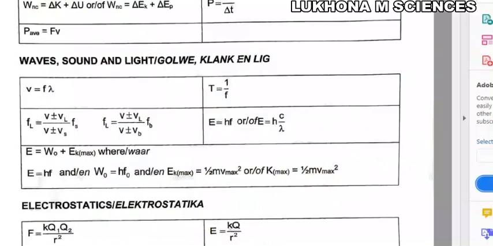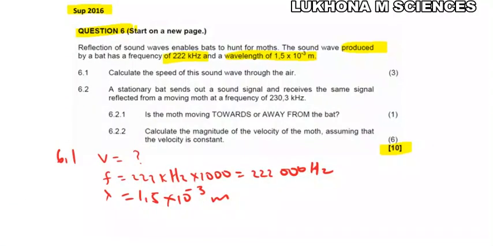So let's go to the formula and check which formula is correct based on the data. This is the formula sheet. This topic is under sound, wave sound and light. Based on our data, we're going to use this formula. Let's go back to the question. So the formula is v is equal to f lambda. Now let's substitute.